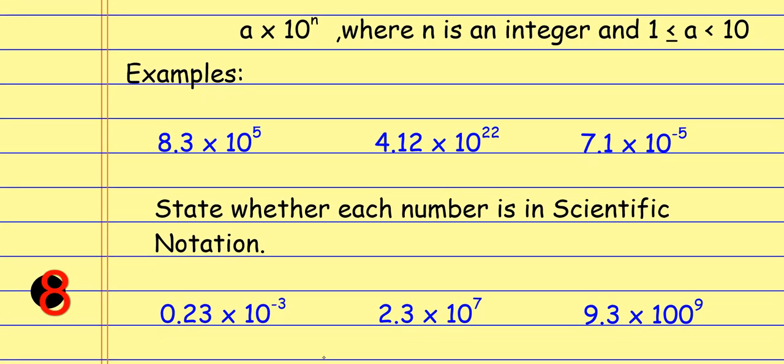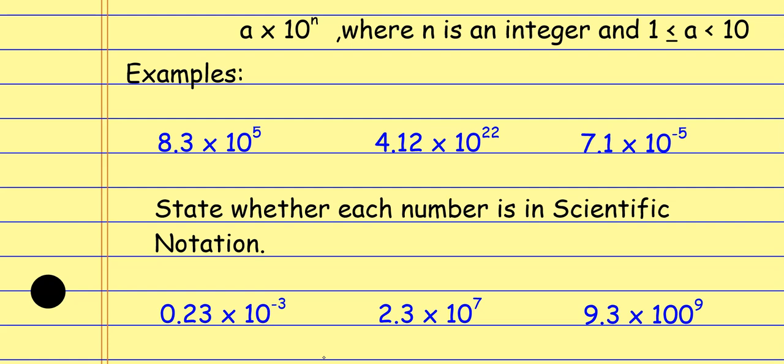For example, these are all scientific notation. Notice 8.3 times 10 to the fifth, all right? That 8.3 is a single digit value with a decimal tacked on, and then 10 raised to the fifth power. It can't be raised to the 0.5 power or 2.5 power, something like that. It has to be an integer.